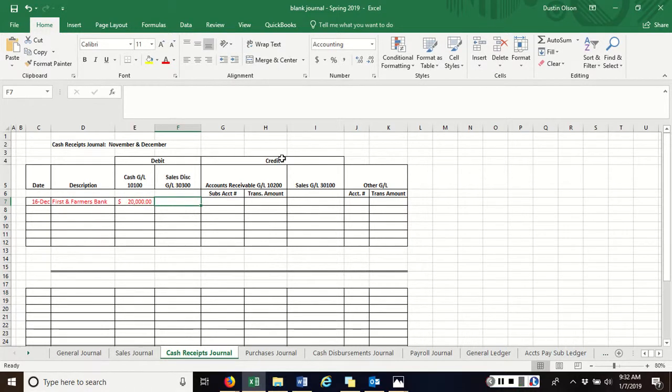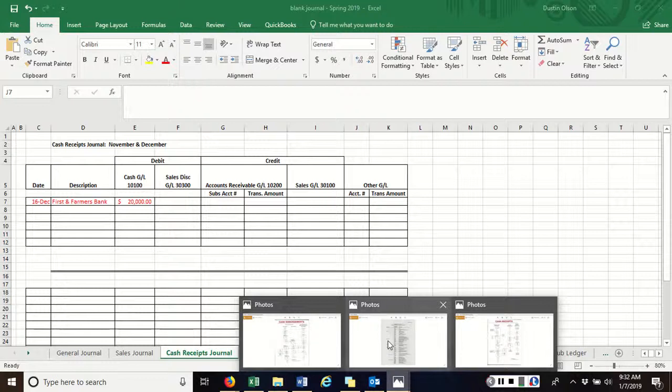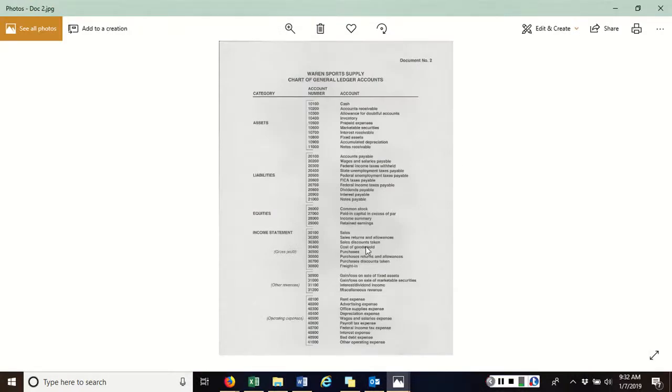And then what credit is involved? You see we've got a couple of default accounts, accounts receivable and sales, and then once again we have an other column. So I just said a second ago that accounts receivable wasn't involved, so we're not making a sale, we're not doing what we're in business to do here. So once again we need to go to the other column and our chart of accounts.